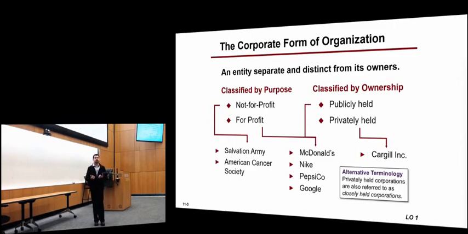On the other hand, for-profit companies are like the regular companies whose main objective is to make gains and profits. Okay? The other classification type is by ownership. Is it a privately held company or a publicly held company?